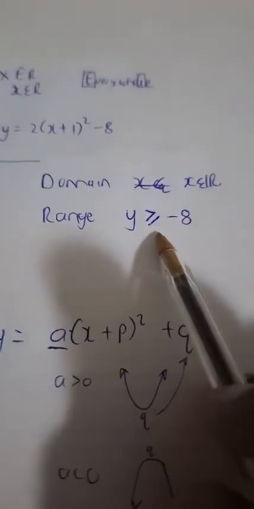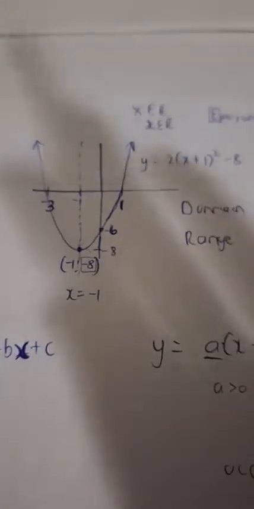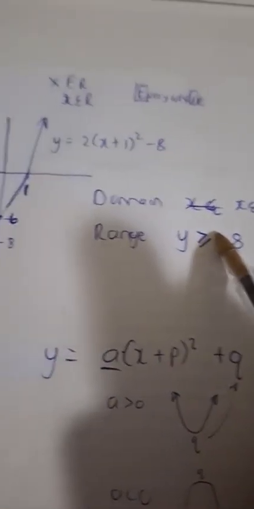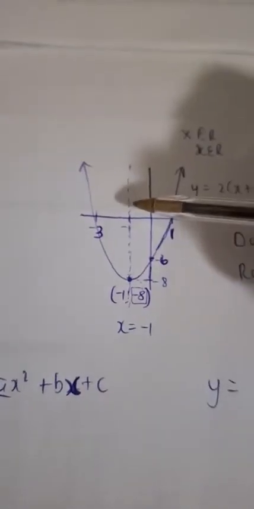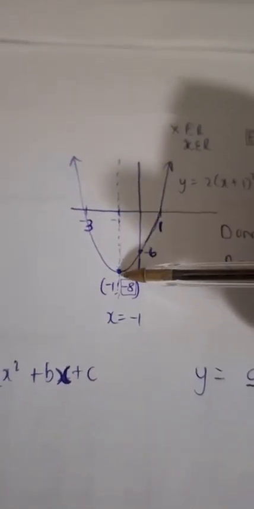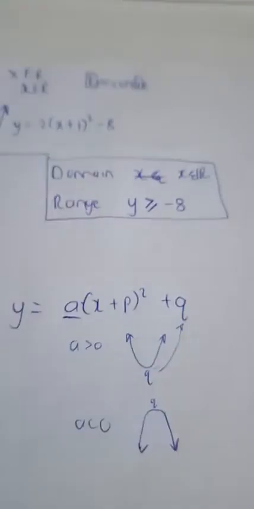Let's not forget the equal sign. If there's no equal sign and you simply say y greater than negative 8, it is incorrect because it's incomplete. Remember, it's not just the function existing above negative 8, it also exists at negative 8 and above. So we say y is greater than or equal to negative 8. That is our range for the function.